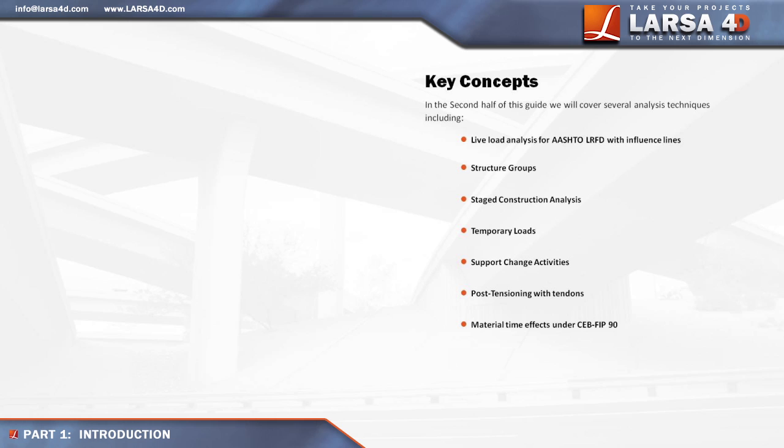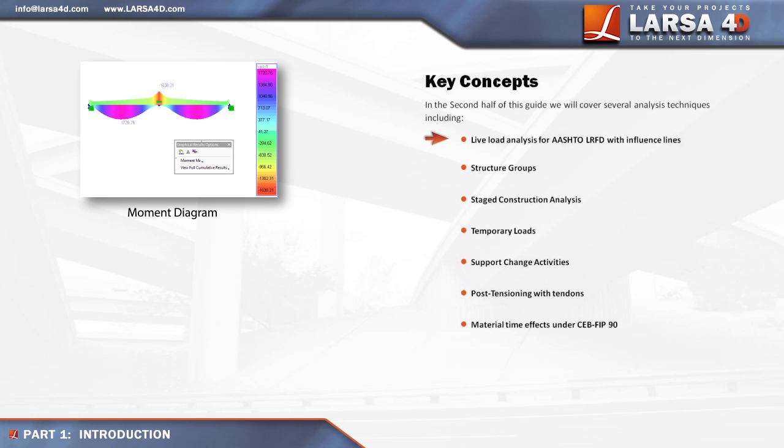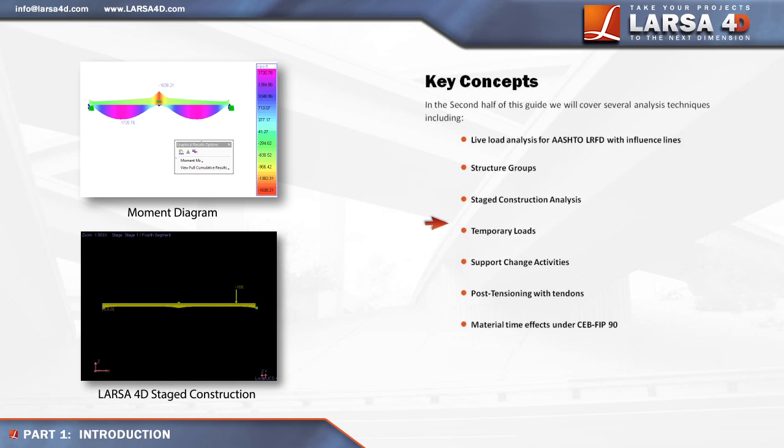In the second part of this tutorial, we'll cover several analysis techniques including live load analysis for AASHTO LRFD with influence lines, structure groups, staged construction analysis, temporary loads, support change activities, post-tensioning with tendons, and material time effects under CEB FIP 90.